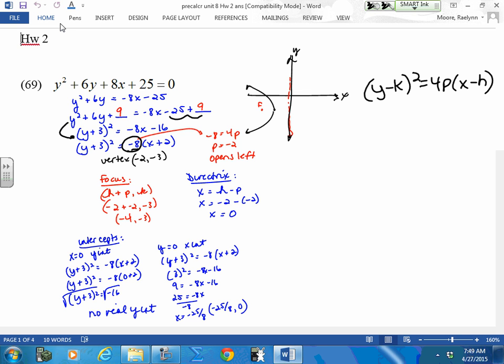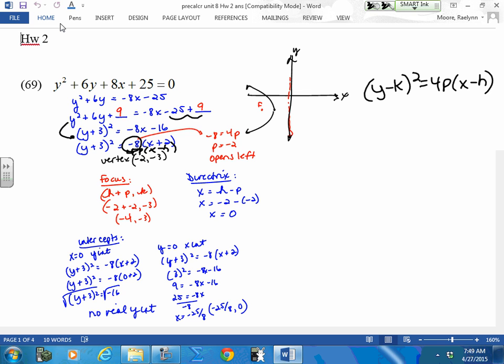This right here is 4p. This lines up to your 4p. Take out your vertex. P says it's negative. It's a y squared. It's going to open left. Start with your vertex. Go over 2.